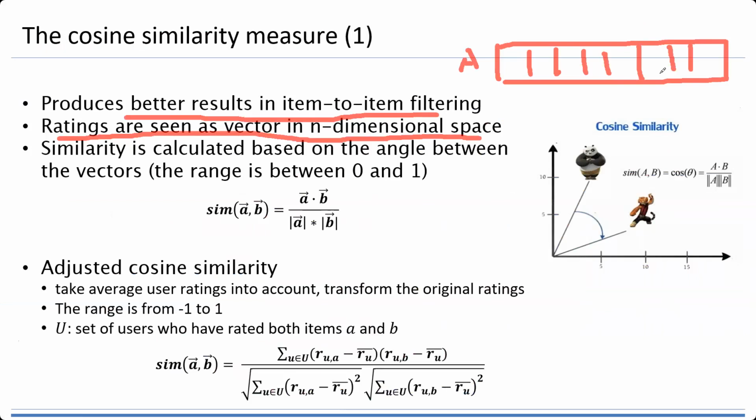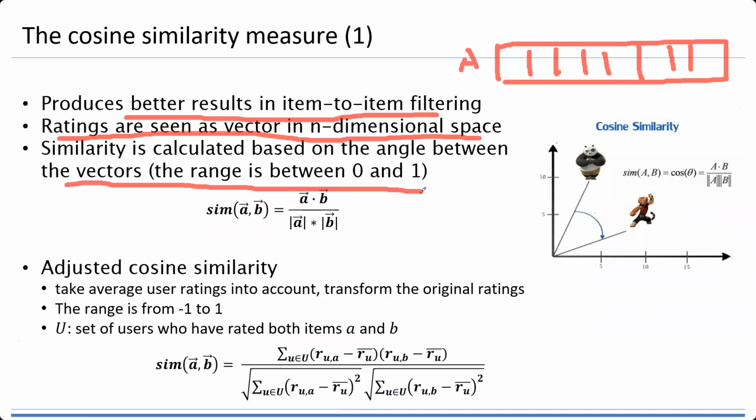The similarity is calculated based on the angle between the vectors, and the range is between 0 and 1. So if we have this cosine similarity, then we can calculate. Let's say I want to calculate the similarity between item A and B. So I want to know the angle between those two items. You already have the example using this formula. Okay. So this is one of the examples.